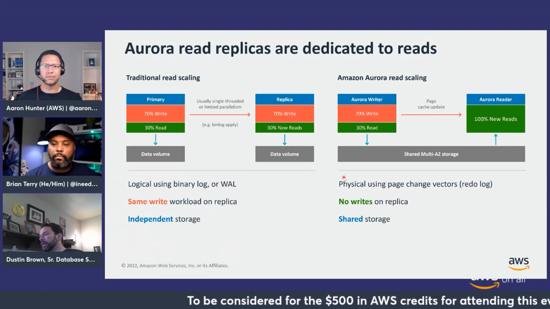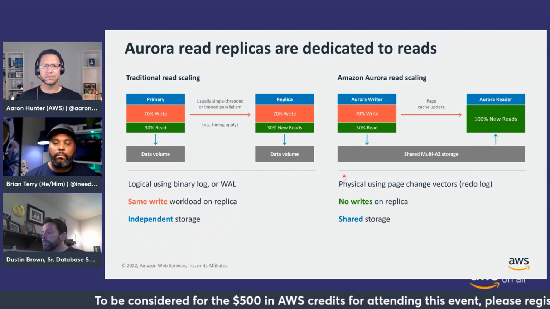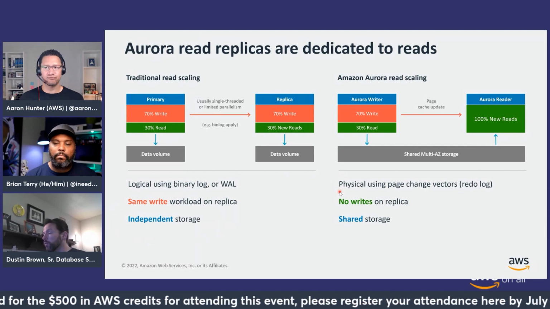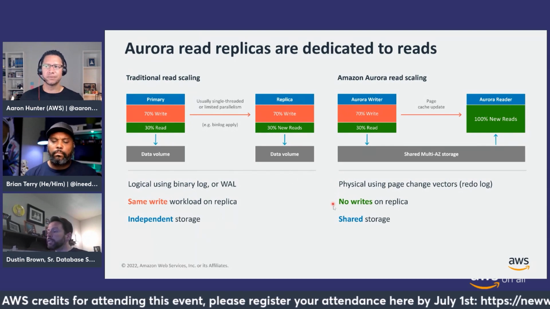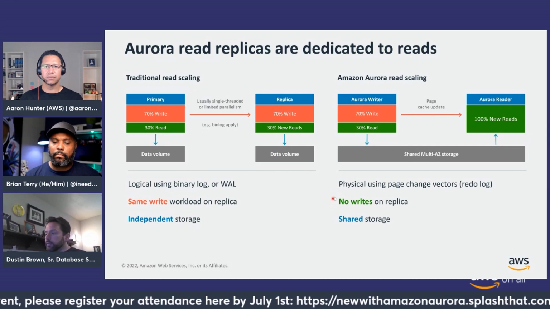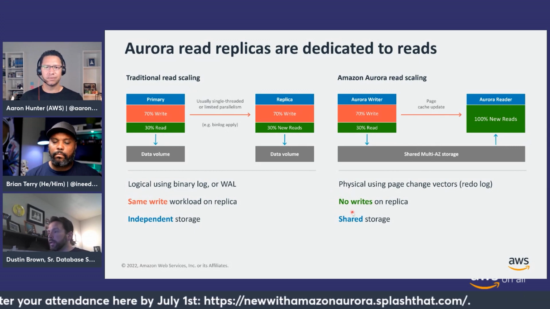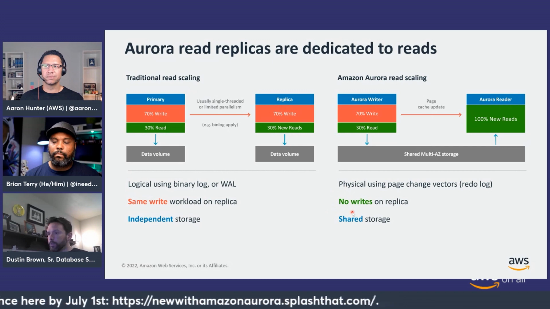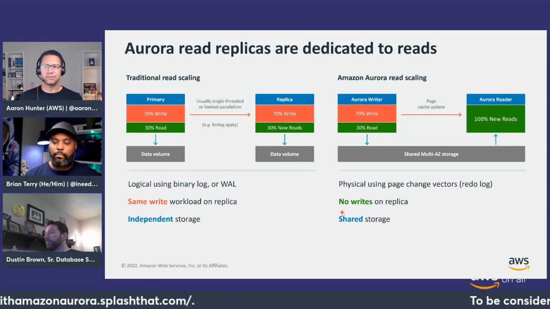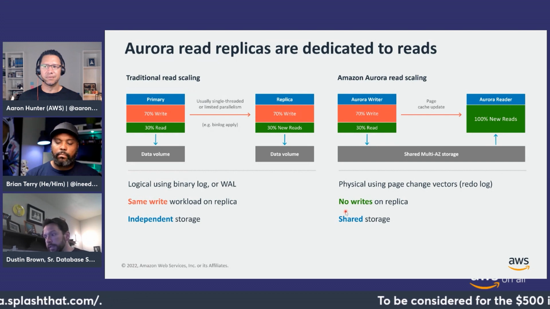In Aurora, we're using page change vectors or the redo log. And what that means is we're not doing any writes on the replica. Your data is there, it's committed, it's fast. You're not waiting for those transactions to be completed, which significantly reduces the latency.